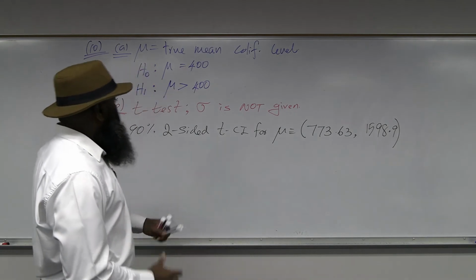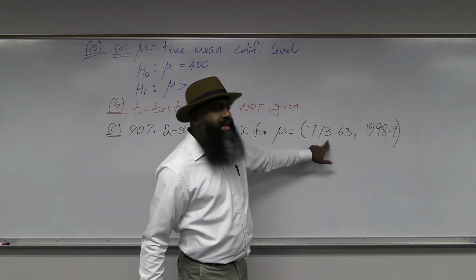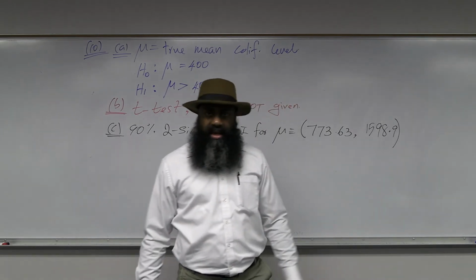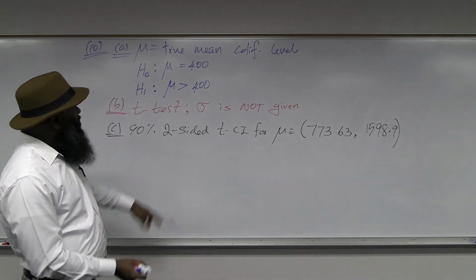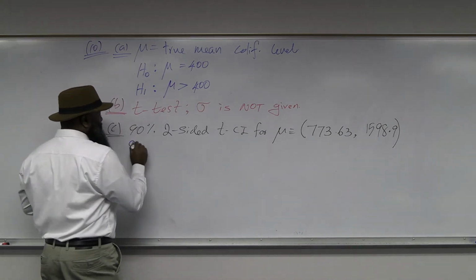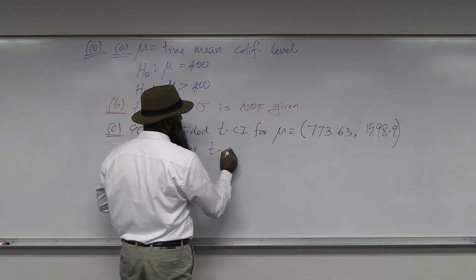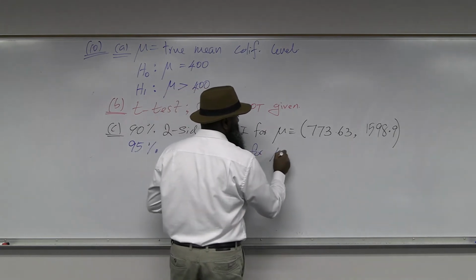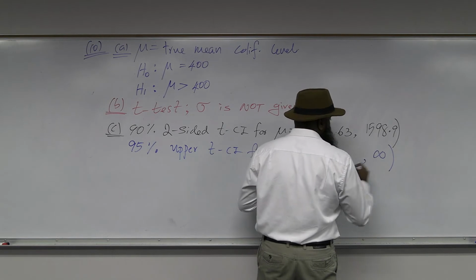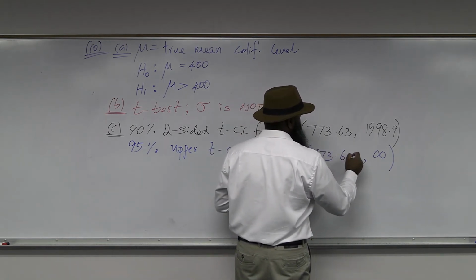All right, so the 90% two-sided T confidence interval for mu is 773.63 as the lower limit, and the upper limit is 1598.9. Now from that, we can obtain the 95% upper T confidence interval. The 95% upper T confidence interval for mu should be: the upper limit will be replaced with positive infinity and the lower limit stays the same, 773.63.